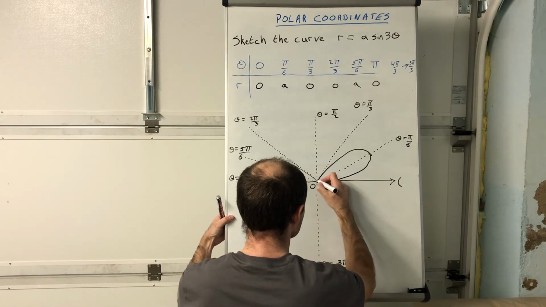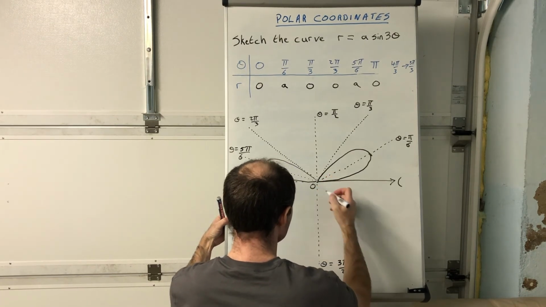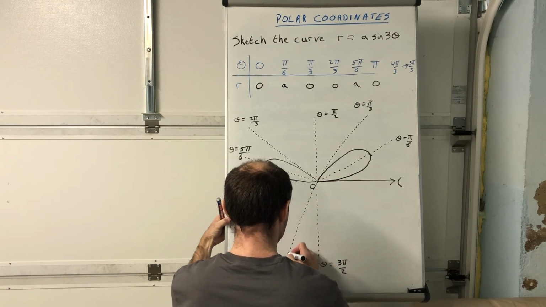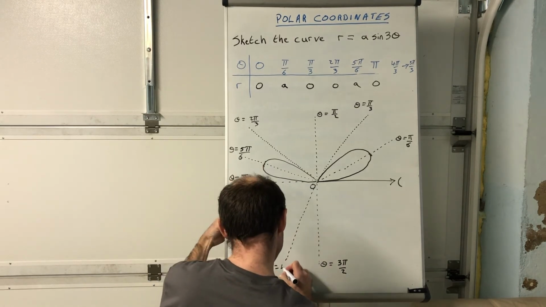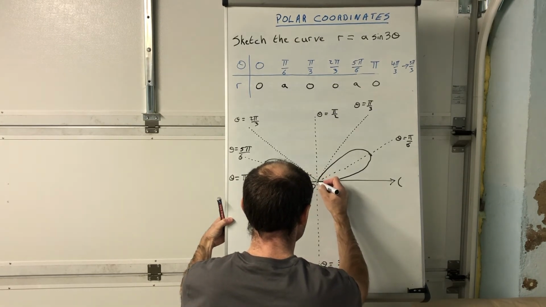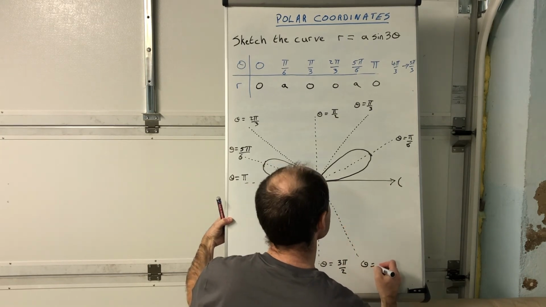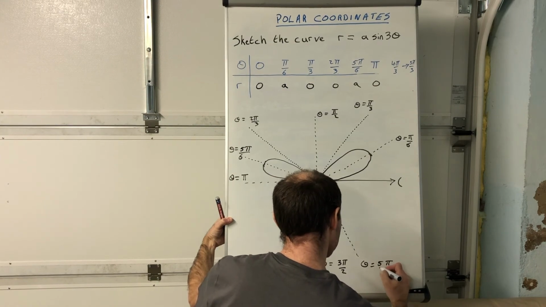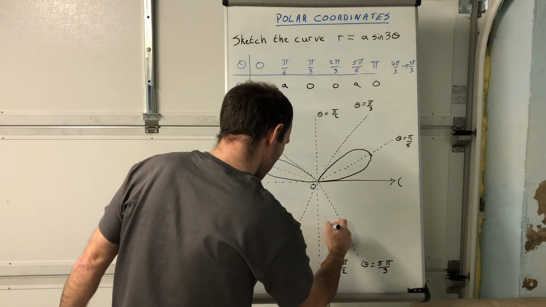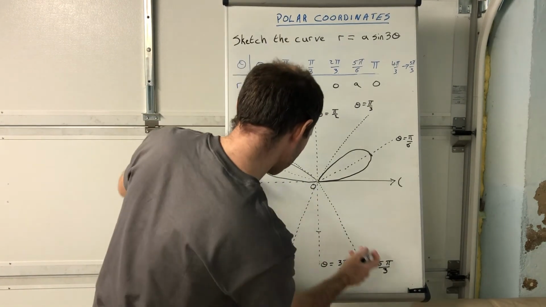I'm just trying to make sure I'm doing this accurately. That bit there, that would be theta is, what did I say, 4 pi over 3. And then this bit here, that's going to be theta is equal to 5 pi over 3. And you can see it's just going to go out and back again. Just try and get some scale correct. Looks kind of okay.